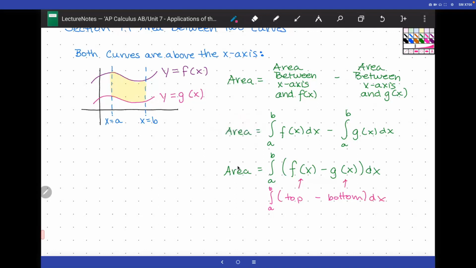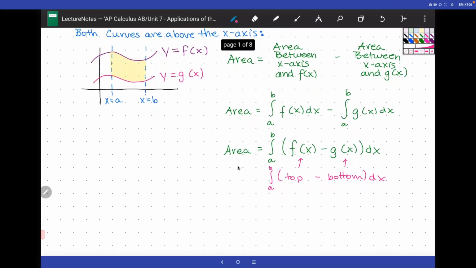So now let's see what happens when we have one of each: one curve is above and one curve is below. I'll give you a second there. Anybody still need this before I scroll? Okay. The next thing is going to be one curve above the x-axis and one curve below the x-axis. So we'll draw a picture to represent that.